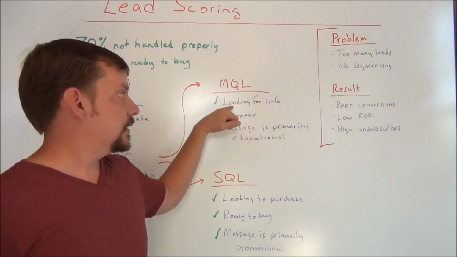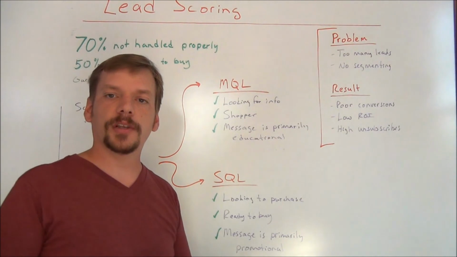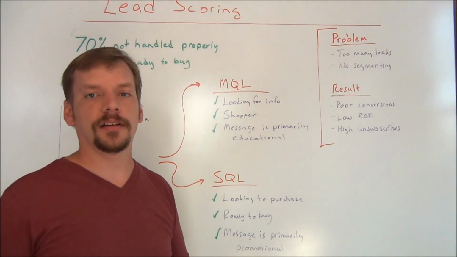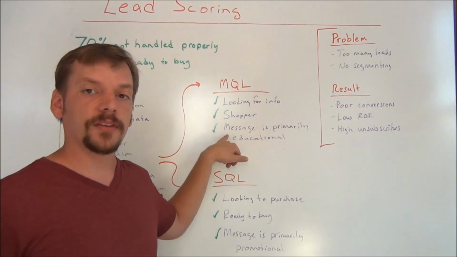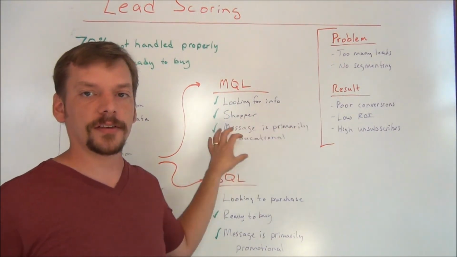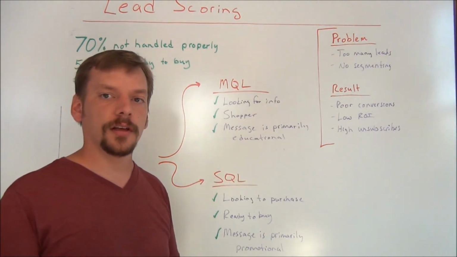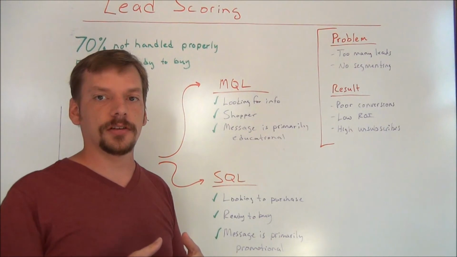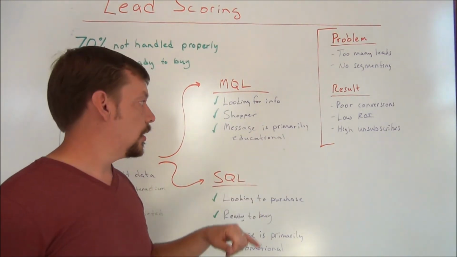So marketing qualified lead, they're looking for info. They're primarily a shopper. They're trying to find out, is this something I need, and then where's the best place to get it done if it is something I need. And so the message to them is primarily educational. Now, it doesn't mean we have to totally ignore the sales component to a message, but our message for them to find value in it needs to be providing education as the primary component and not necessarily promotion.